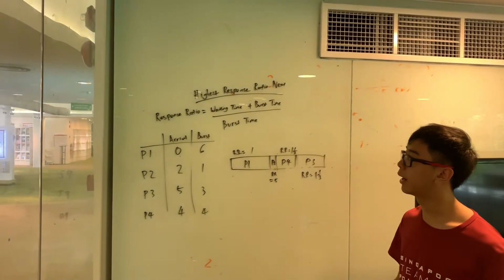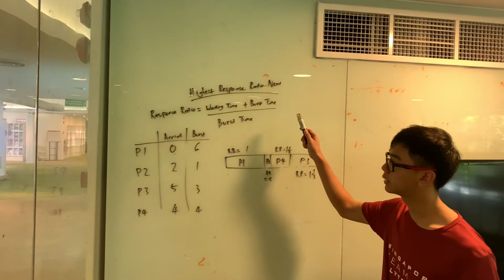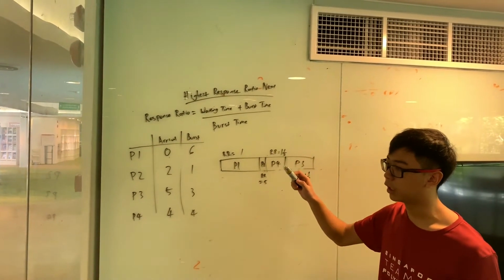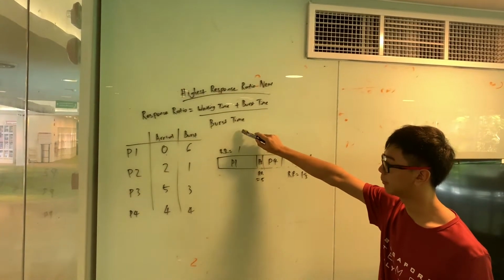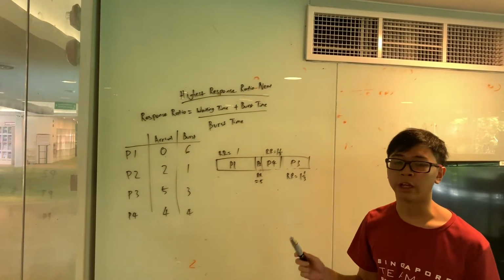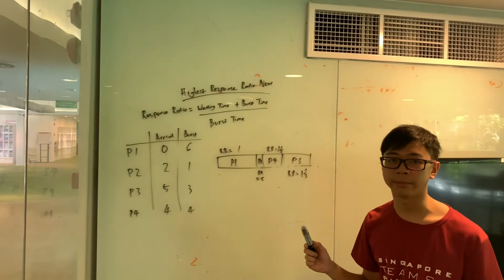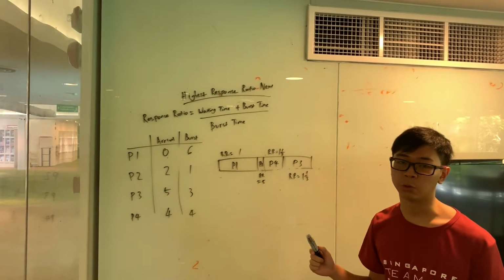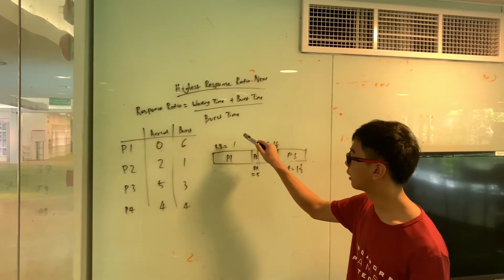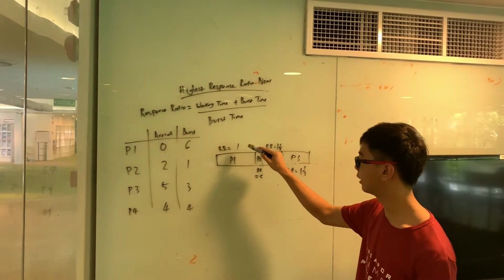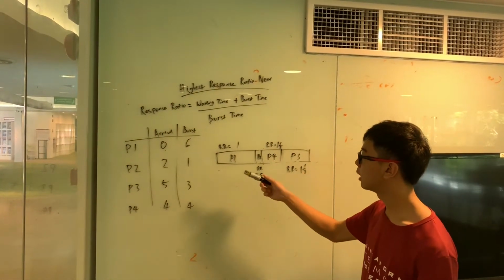Okay, next we'll be talking about highest response ratio next. So the response ratio is given by this formula: waiting time plus burst time divided by burst time. This makes it such that the processes that are in the waiting time gain higher priority compared to those that have just arrived. So for example, the formula has been calculated and has been given as shown in the numbers here.